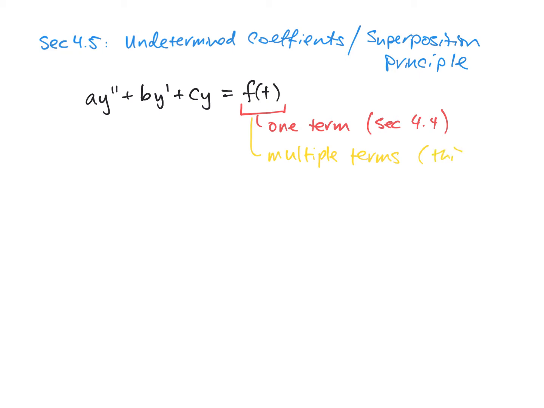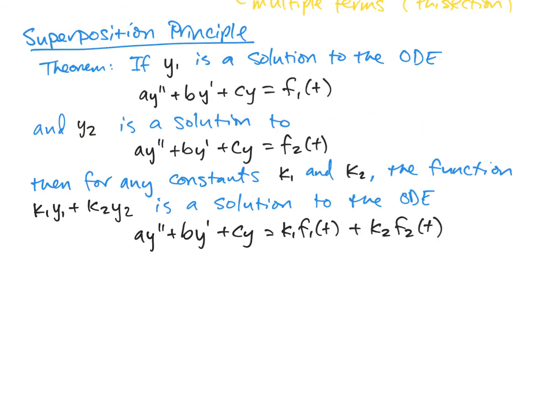And that's this section. When you have multiple terms, it's actually a pretty straightforward generalization to use the method that we learned in the last section for multiple terms, and that's what's called the superposition principle. So I will write it out right now.